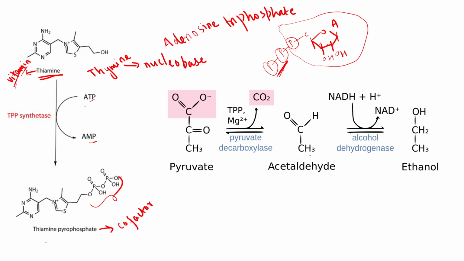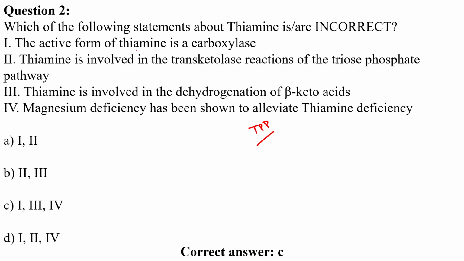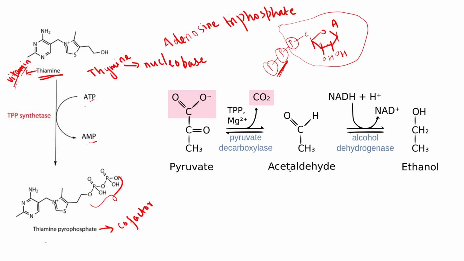And now what was the next statement? So active form of thiamine is thiamine pyrophosphate. It is involved in trans-ketolase reactions, that is true. It is involved in dehydrogenation of beta keto acids, that is false. It is actually involved in decarboxylation, not dehydrogenation. Okay, how it is doing decarboxylation we will see. So you see here pyruvate. What is pyruvate? We have COH, then a C double bond O, and then CH3.